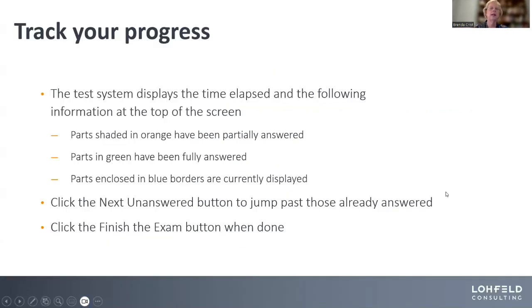It's really important to track your progress, and APMP, at least the practitioner exam, helps you with that process. It shades different parts of the exam to keep you aware of your progress. For instance, parts shaded in orange have been partially answered, parts in green have been fully answered, and parts in blue borders are currently displayed. So once again, click the next unanswered button to jump to the next question. And when you're completely finished, you can click on the Finish the Exam button.